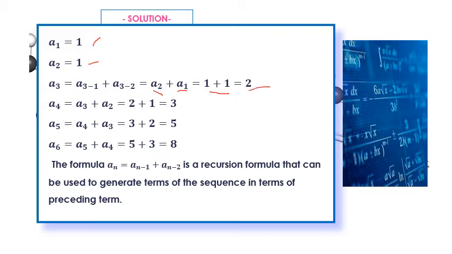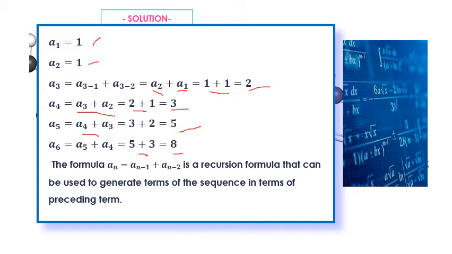So, for the succeeding terms, we have a sub 4. If we perform the operation, we have a sub 3 plus a sub 2. So, that is 2 plus 1 is equal to 3. Same also with a sub 5. Performing mathematically, we have a sub 4 plus a sub 3. Then, substitute the values of a sub 3 and a sub 4. We have 3 plus 2 is equal to 5. For a sub 6, we use the same process. We have a sub 5 plus a sub 4. So, we have 5 plus 3 is equal to 8.